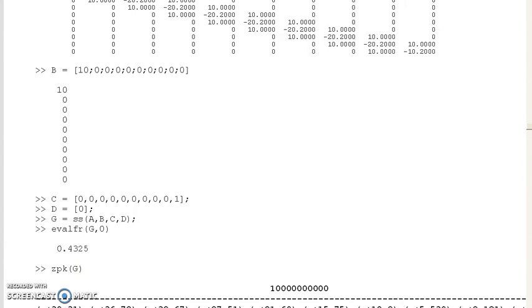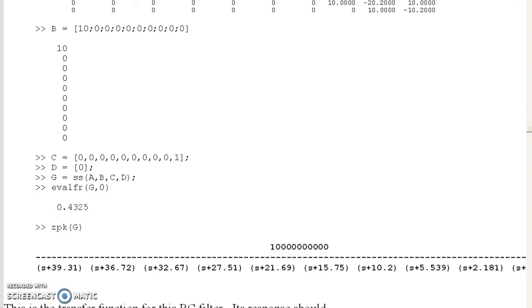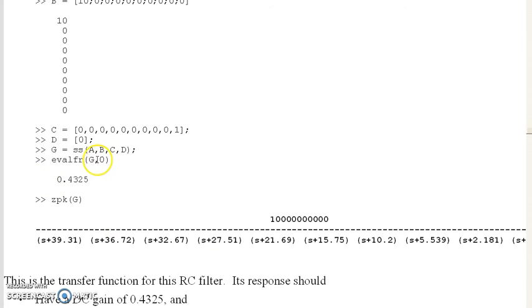And the C matrix is what you're measuring. Here we're measuring the last state, state 10, so there's C and D. Input the system into Matlab as state space ABCD. And if I want to say what's the factored transfer function, there it is. Again, way faster than you could ever do it by hand.